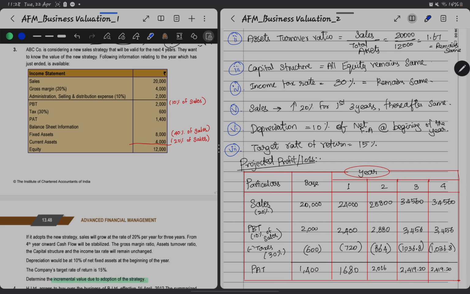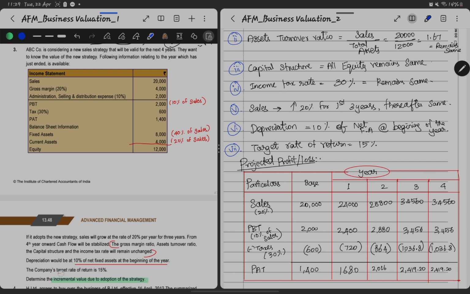If it adopts the new strategy, sales will grow at the rate of 20% per year for 3 years. From 4th year onwards, cash flow will be stabilized. And there is one assumption given: the gross margin ratio, asset turnover ratio, capital structure, and the income tax rate will remain unchanged. And depreciation would be at 10% of net assets at the beginning of the year. This is one type of assumption.